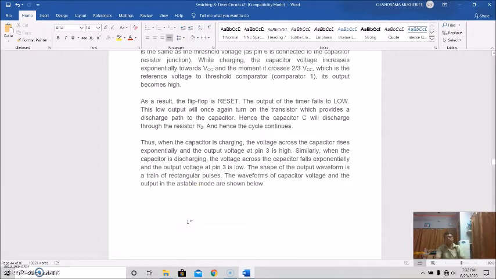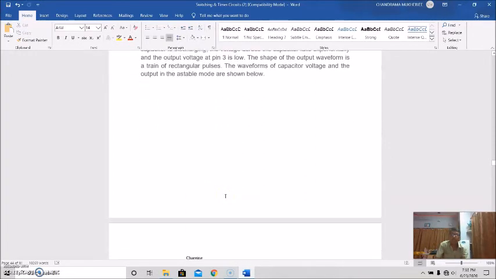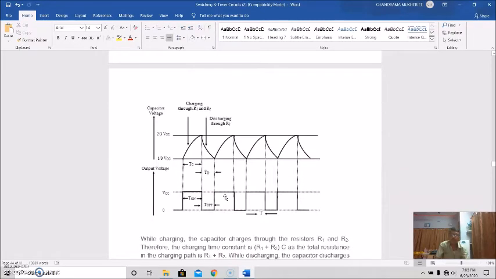Thus, when the capacitor is charging, the voltage across the capacitor rises exponentially, and the output voltage at pin 3 is high. Similarly, when the capacitor is discharging, the voltage across the capacitor falls exponentially, and the output voltage at pin 3 is low. The shape of the output waveform is then a train of rectangular pulses, and the waveforms of the capacitor voltage and the output of the astable multivibrator are shown here.